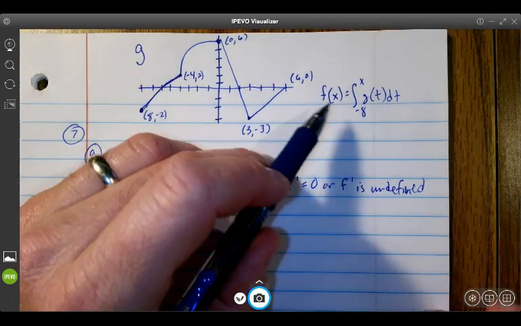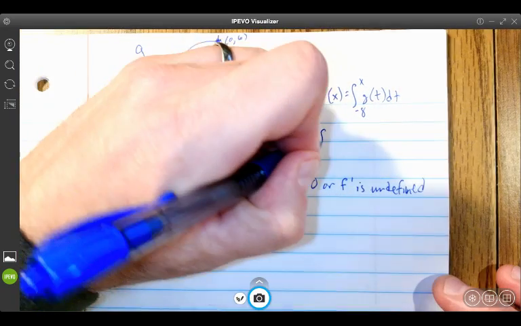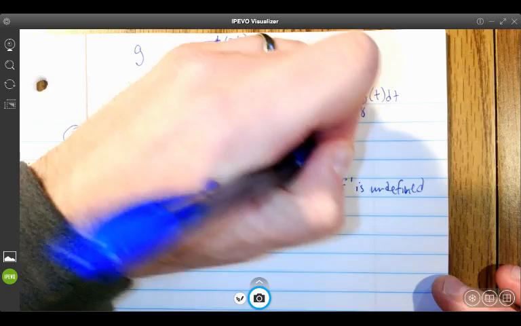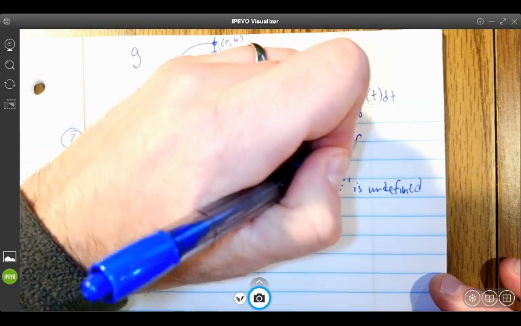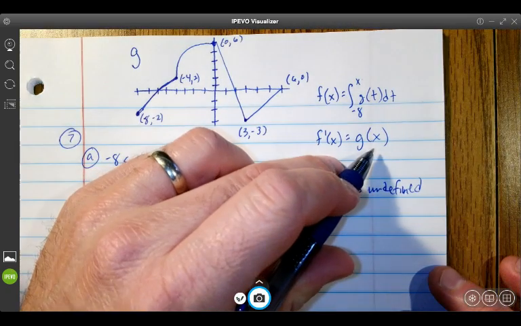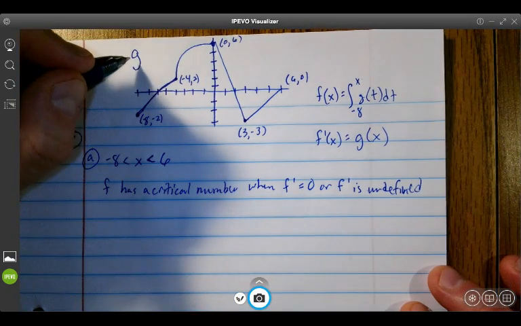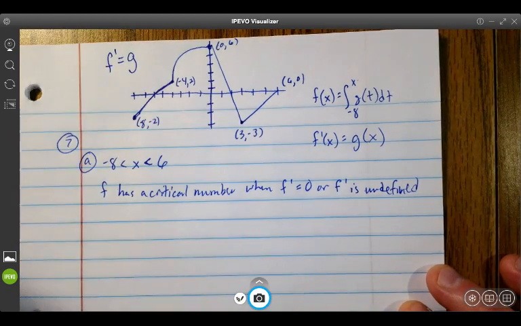Well, if f of x is the definite integral from -8 to x of g of t dt, then f prime of x, according to the second fundamental theorem of calculus, is found by taking x, putting it in for t, and multiplying by the derivative of x, which is 1. So f prime is g. In other words, this graph was told to be g, but it's also f prime, because those two things are equal.